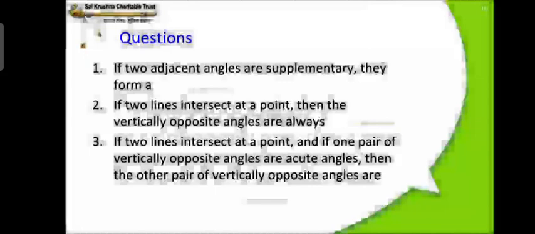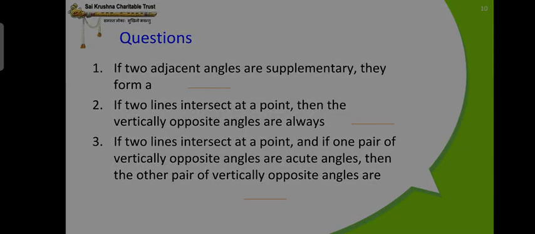First question: if two adjacent angles are supplementary, then they form a dash. If two lines intersect at a point, then the vertically opposite angles are always dash. And the third question: if two lines intersect at a point and one pair of vertically opposite angles are acute angles, then the other pair of vertically opposite angles are dash. Okay, so try to answer all these questions.